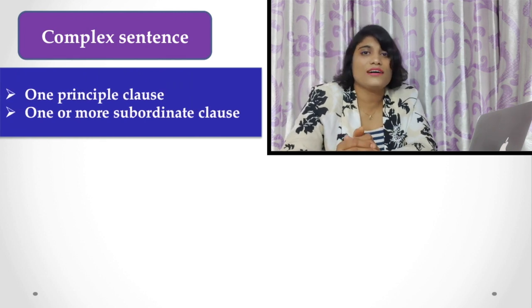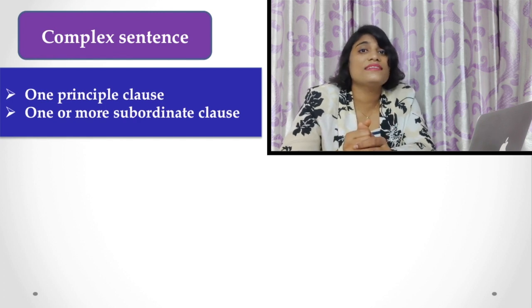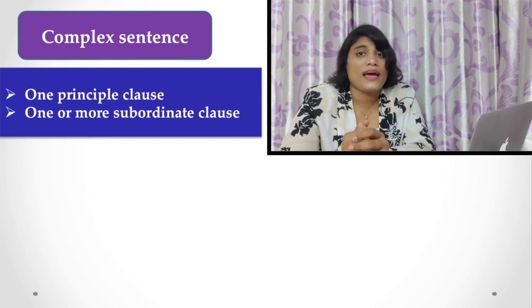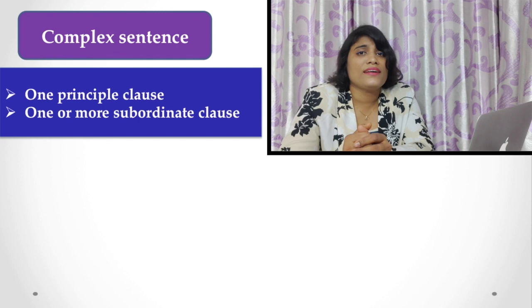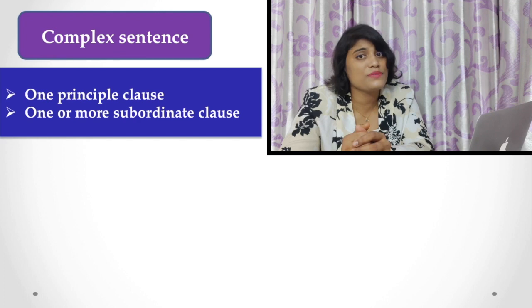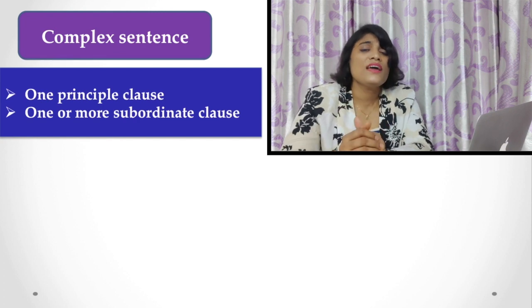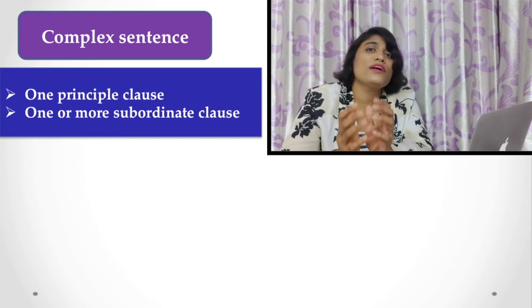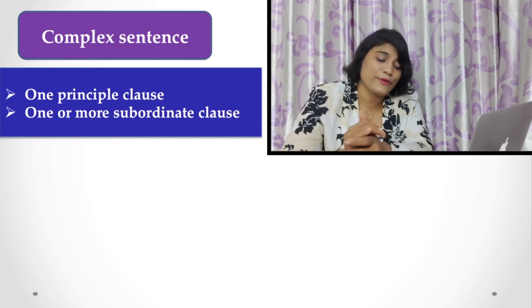So what is a complex sentence? As we already know, clauses are the basic element of a sentence, and in a simple sentence we find one independent clause, and I have a video lesson regarding clauses also. If you watch that video lesson, you can understand more about clauses. So I will provide the link in the description box below. You must watch that video lesson as well. So here, in a complex sentence, you find one principal clause and one or more subordinate clauses.